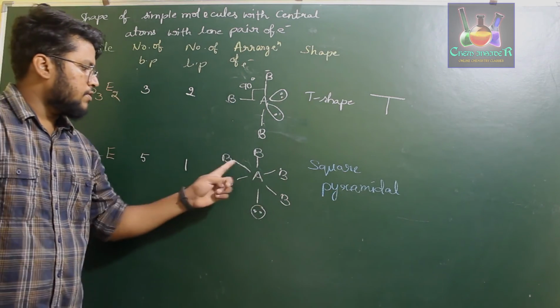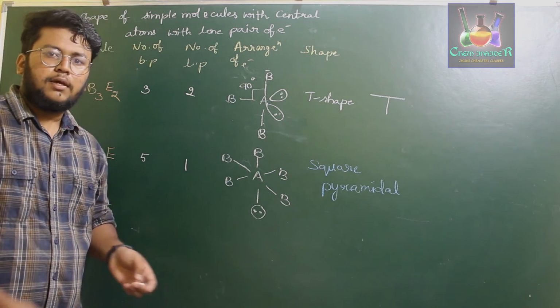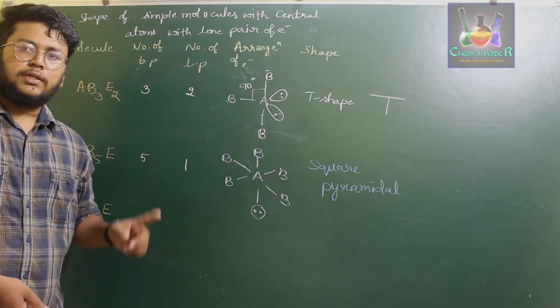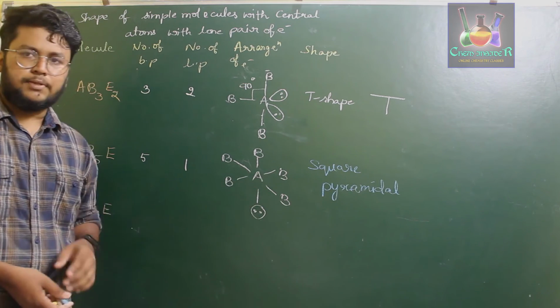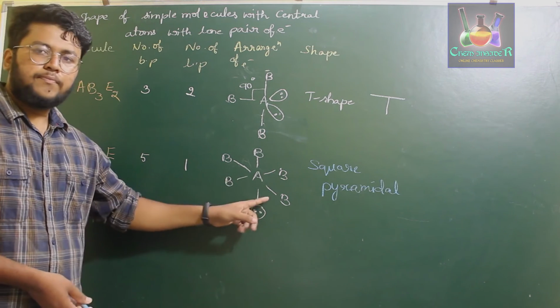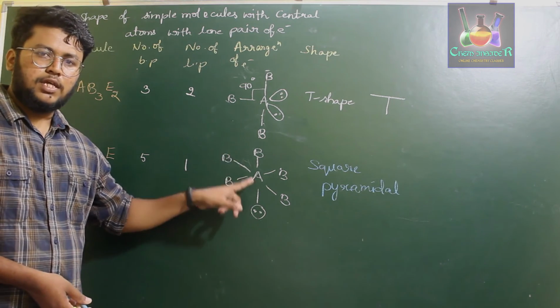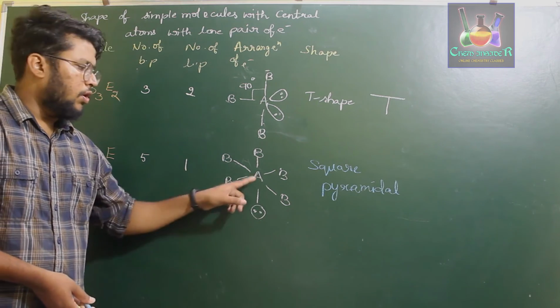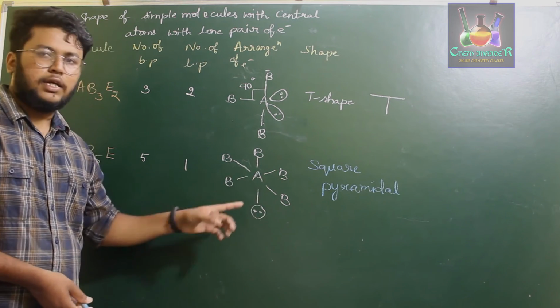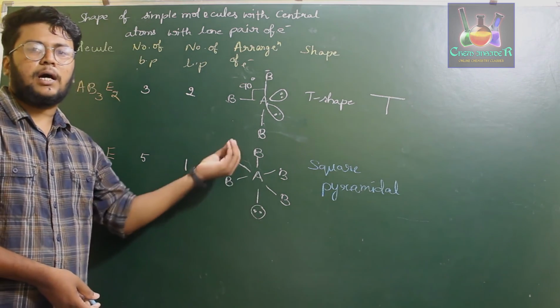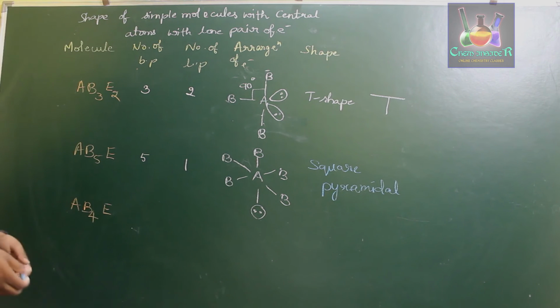That means these 4 B atoms will be in the same plane, but the particular A will not be in the same plane as those 4 B atoms. This particular A, which was supposed to be in the same plane in the octahedral complex, will not be in the same plane as the 4 B. That is, it will be just slightly pushed a bit upwards. Okay, that is what we find in the AB5E type of molecule.